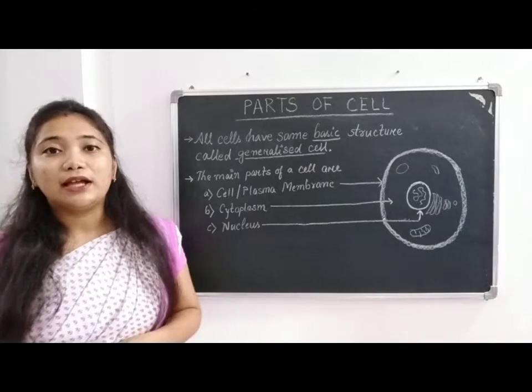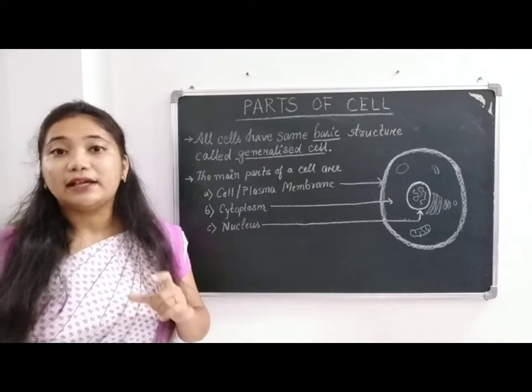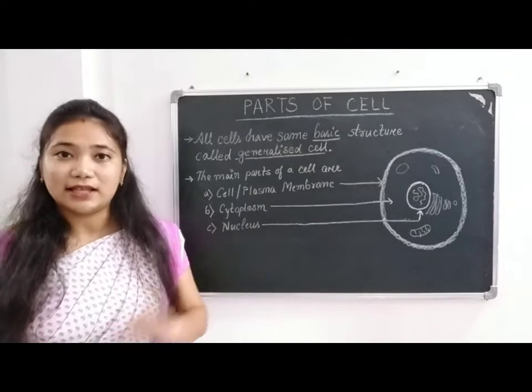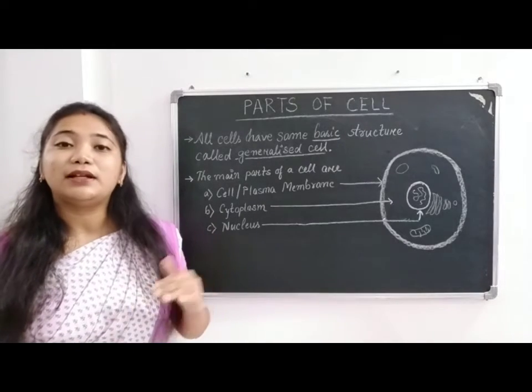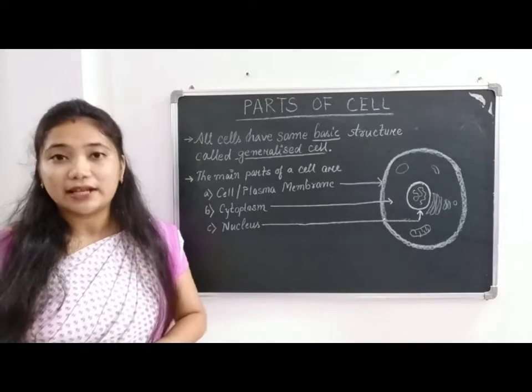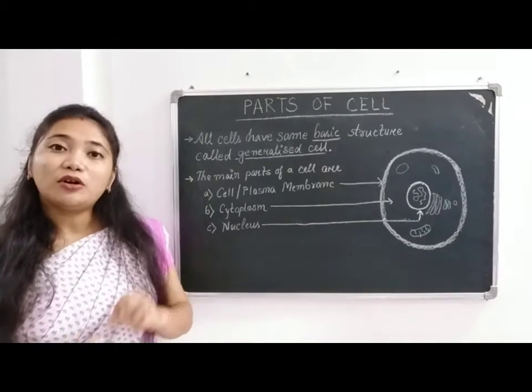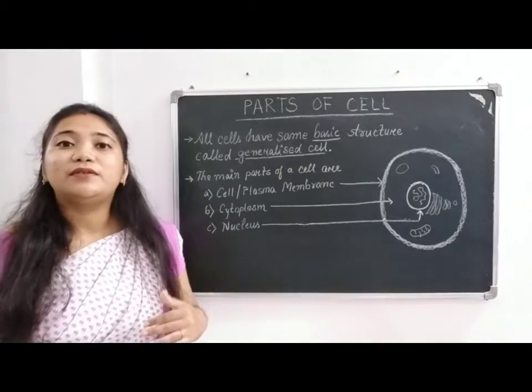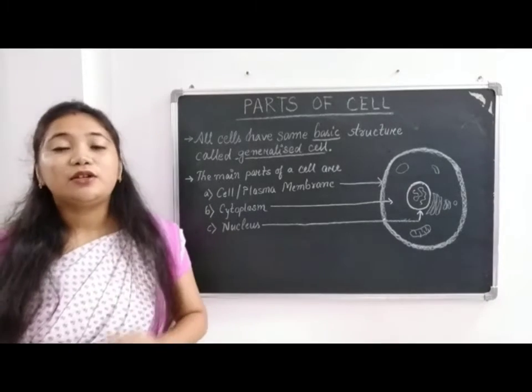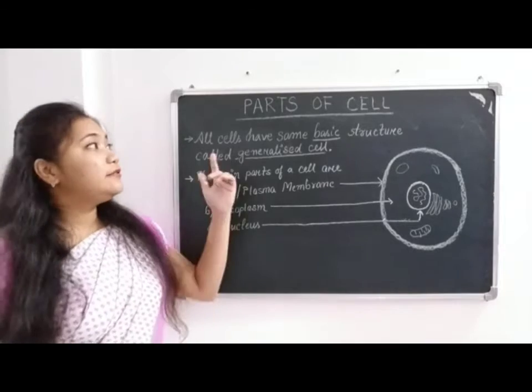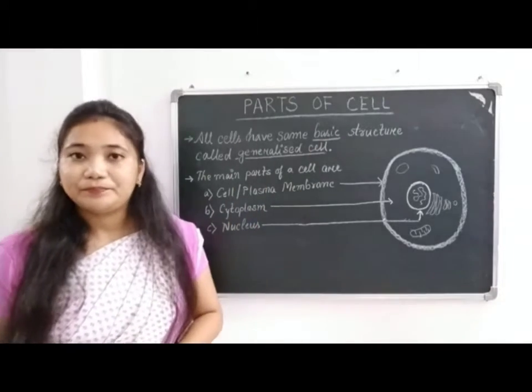And along with that, we have discussed the egg. The egg is a single cell, and from that only the multicellular organisms evolved. So that was the short summary of what we did in our previous class. After that, today we will be learning the different parts of the cell.